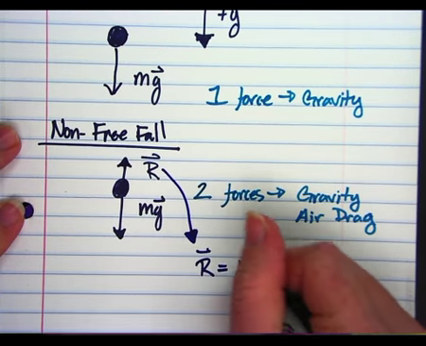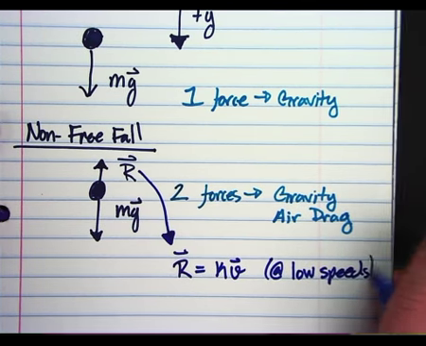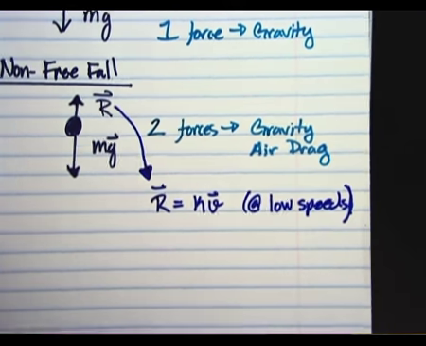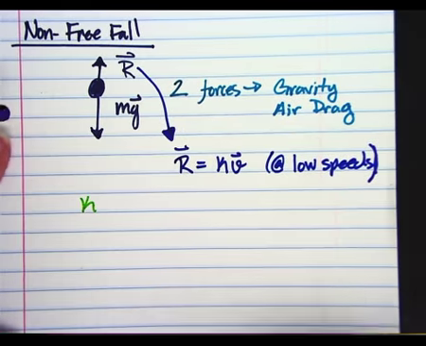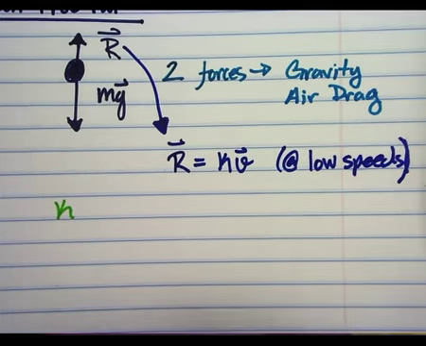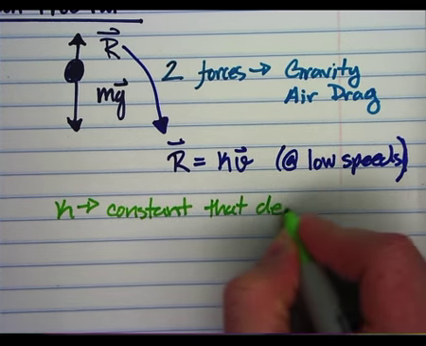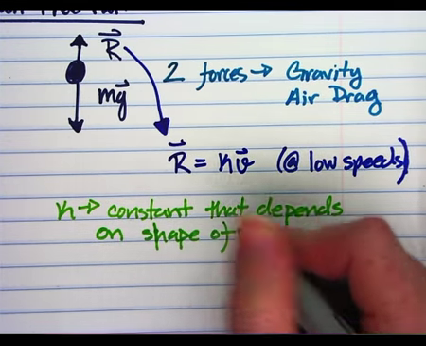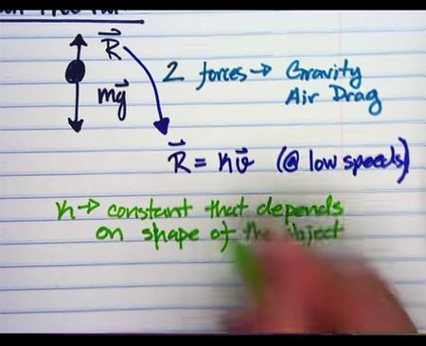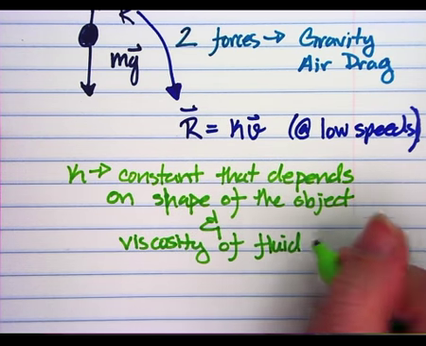Okay, so R is equal to K times velocity. This is only at low speeds. Don't even go there with the speed of light. So this magical K is a constant that is dependent upon the shape of the object that is falling and the viscosity of the fluid that it is falling through.